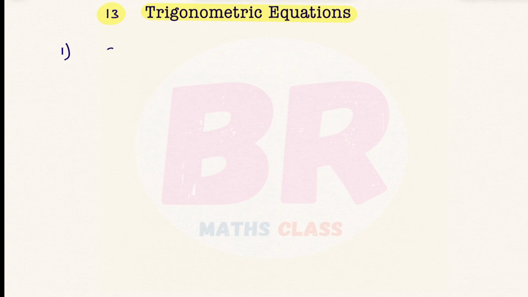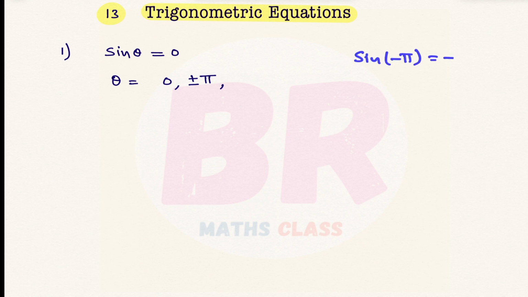In this, the first formula is, whenever you see sin theta equal to 0, for what values of theta is sin theta 0? From the trigonometry table, you know that whenever theta is 0 degrees, sin 0 is 0. Not only that, sin pi is also 0. Not only plus pi, sin minus pi is also 0. You can easily check these things. Sin of minus pi is nothing but minus sin pi. Sin pi value is 0. Minus 0 is nothing but 0.